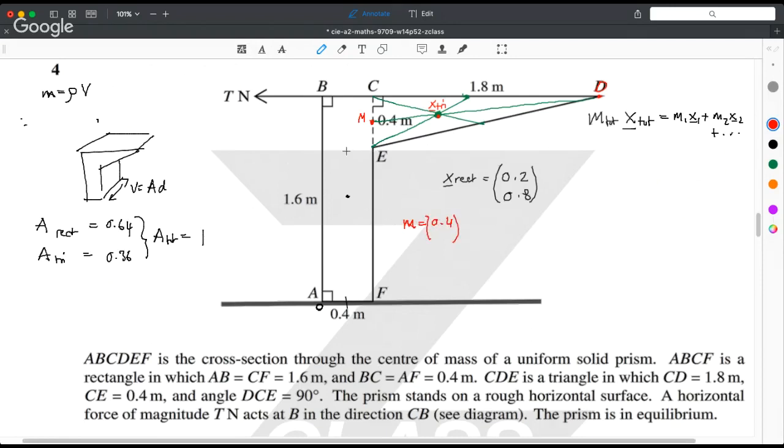And then you go up the full 1.6 and then down 0.2. So that's 1.4. What about D? Well, to get to D, you need to go over 0.4 and then another 1.8. So that's 2.2. And you need to go up 1.6.